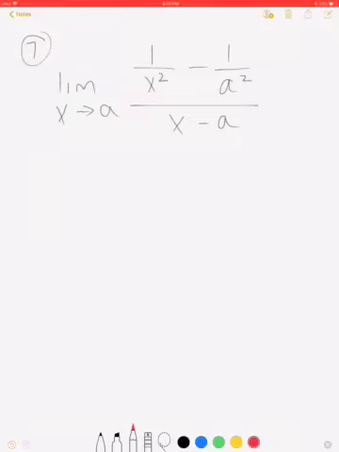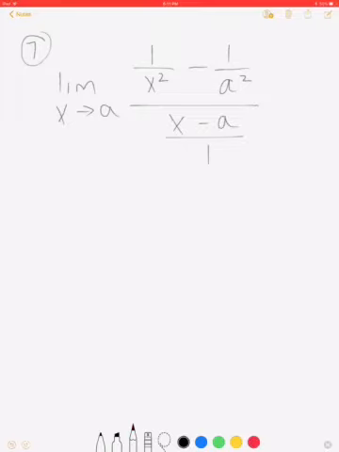Alright, problem 7 on the Unit 1 review. We're still finding limits. The limit as x approaches a this time. A is just some number. We're still going to do the problem as if it were a value. So first thing, of course, we try to plug in a for x, and we notice that we get 0 over 0. So of course we've got to do some work.